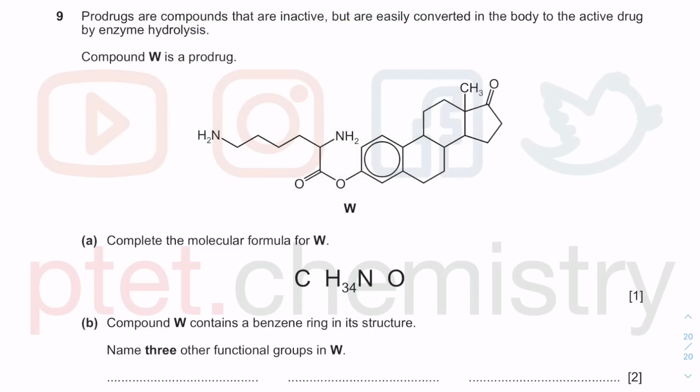In these next questions, you have prodrugs. They are inactive compounds, but they are easily converted in the body to the active drug by enzyme hydrolysis. So they will break down in the human body when they come across the enzyme, and then they will become active. Complete the molecular formula, the actual number of atoms in one single molecule.